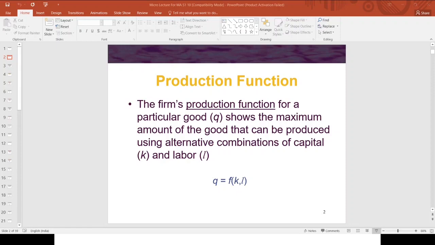So constant returns to scale production functions are homogeneous of degree 1 in inputs, that is f(tK, tL) = t¹f(K, L) = tQ. This implies that the marginal productivity functions are homogeneous of degree 0. If a function is homogeneous of degree k, its derivatives are homogeneous of degree k minus 1. So this is what is actually the case which we have to keep in mind.